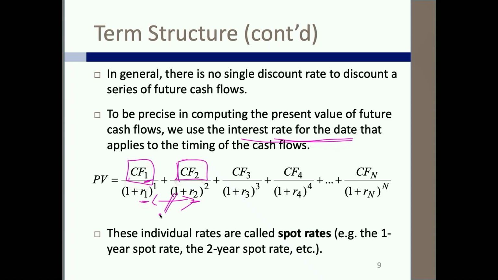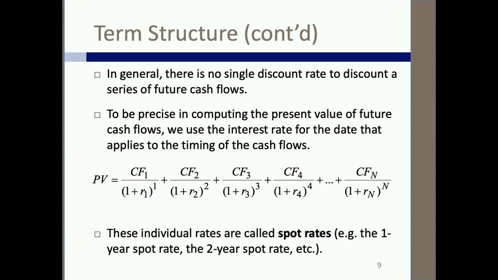When we take each of these discount rates, R1, R2, R3, R4, by the way, these are called spot rates. R1 is the 1 period spot rate. R2 is the 2 period spot rate, so on and so forth. When we take each of these spot rates and plot them on a graph, that graph is called the term structure of interest rates, aka yield curve. Okay?